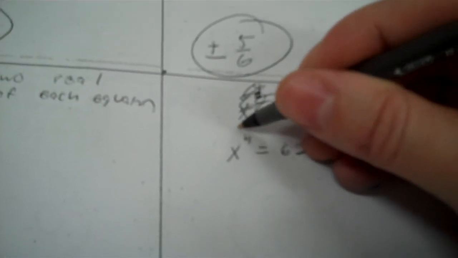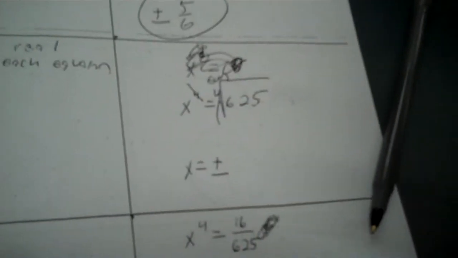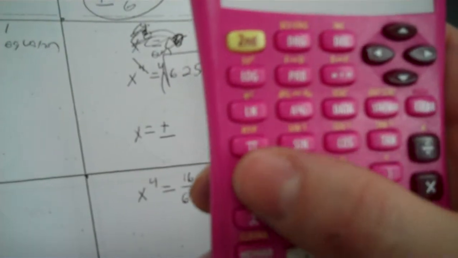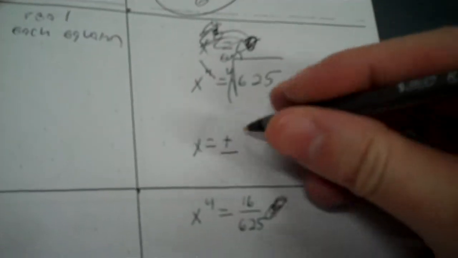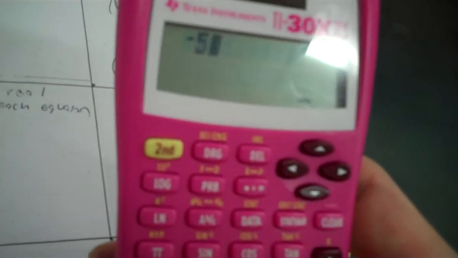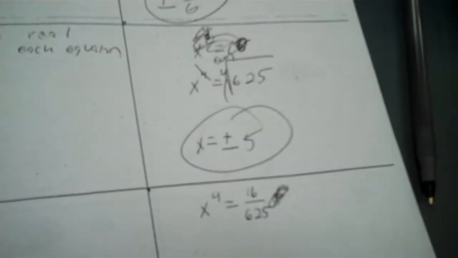Okay, right here to get rid of a fourth power, you make a root, but I got to put a 4 now in the index, and that again is even, so x will be either a positive or a negative. Okay, so 4 second, and then the key right there. 625 is 5, so it could be 5 or negative 5. Now the reason why that is because if I take 5 times 5 times 5 times 5, 4 of them, 625. If I take negative 5 times negative 5 times negative 5 times negative 5, 4 of them, that's also 625.